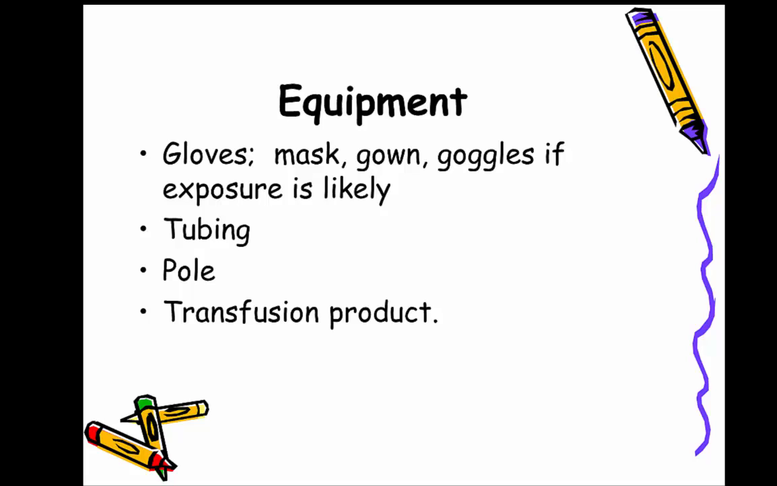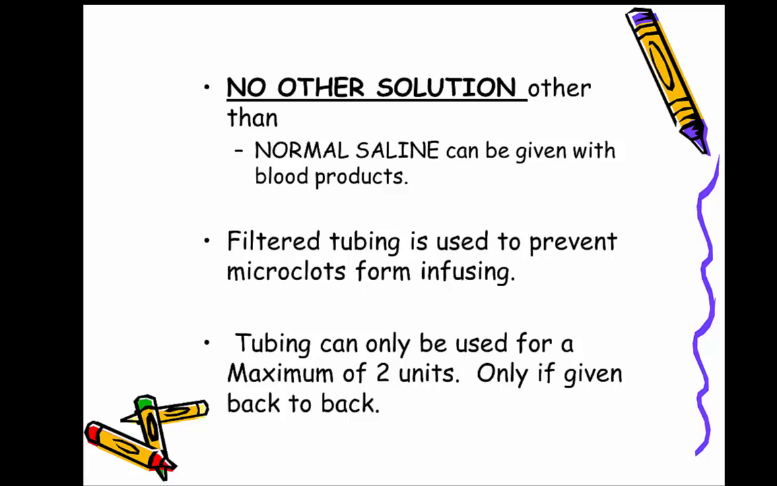What are we going to need? We're going to need our protective gear, which is a mask, possibly a gown, and goggles if exposure is likely. We're going to need our tubing, pole, transfusion product. In most hospitals, we run blood on a pump. No other solution other than normal saline can be given with blood products, and you'll see when we spike ours. Filtered tubing is used to prevent any microclots from being infused.